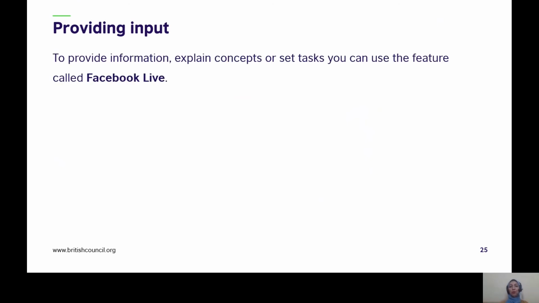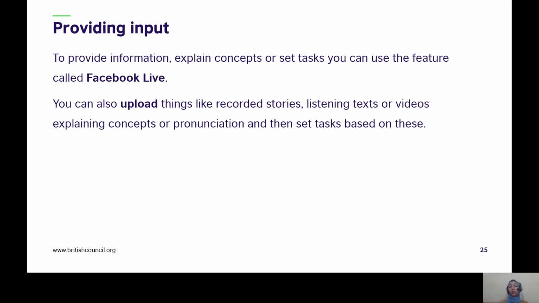So how do you provide input? One way to provide information and to explain concepts or even set tasks for the learners is to use the feature of Facebook Live. You go live, you interact with the learners, you explain information, and you explain concepts. You can also upload things like recorded stories, listening texts or videos, and through all of this you can explain concepts, or you can demonstrate the right pronunciation, and you can set tasks based on these.